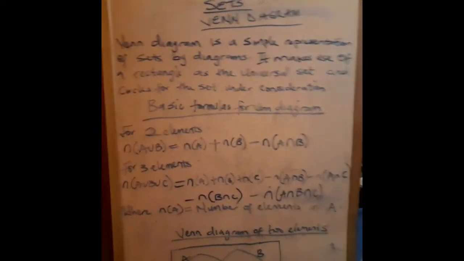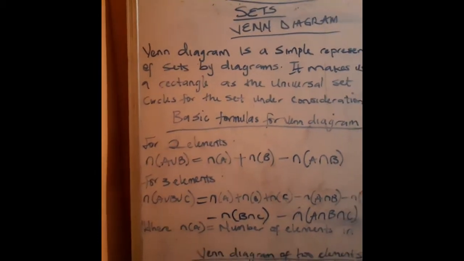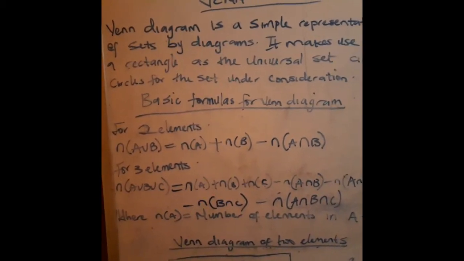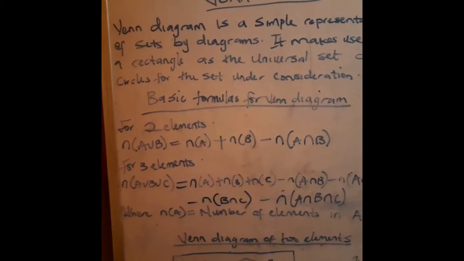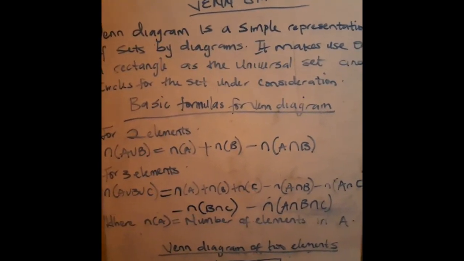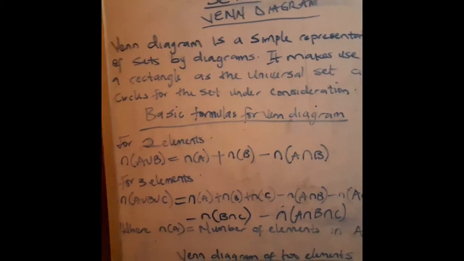So we have basic formulas for Venn diagrams. When we are dealing with Venn diagrams, there are some formulas that we work with. We have Venn diagrams for either 2 or 3 sets. The highest is 2 and 3. I don't think there is a Venn diagram for 4 sets. So we just have for 2 and 3 sets.